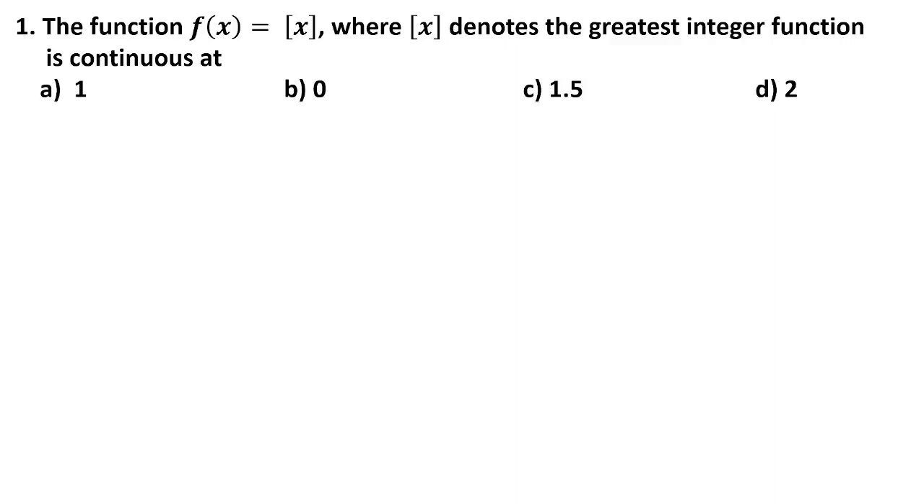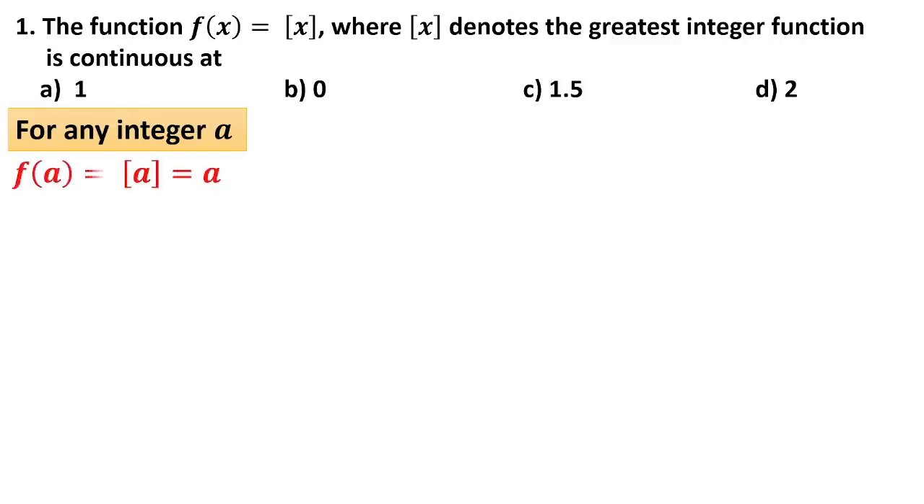We'll move on to question number 1. You have to prove that the function f of x, the greatest integer function, is continuous at. But all of you know directly that the greatest integer function is not continuous at integers. Directly you can write the answer. But suppose this problem is asked for 2 marks, you have to do the working. Therefore, I have shown you the working here.